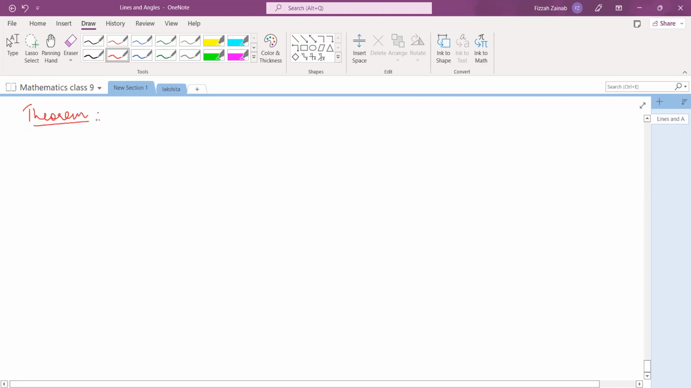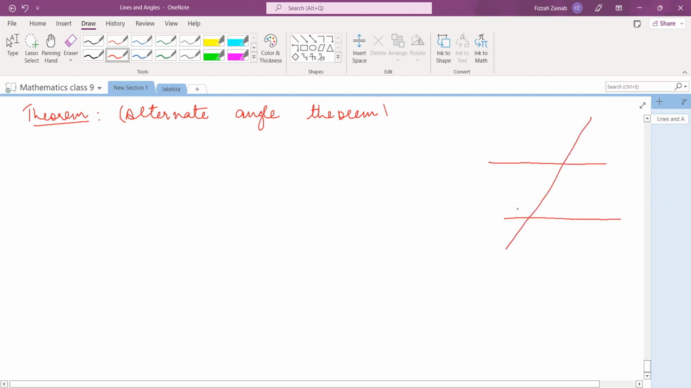Now this theorem is about alternate angles. This is called the alternate angle theorem. Now, what are alternate angles? First of all, if I have two parallel lines and then there's a transversal which is cutting them, for example, this angle 1 and this angle 2 are called alternate interior angles. Understood? Because both are inside the parallel lines and one is on one side, one is on the other side. So they are alternate.